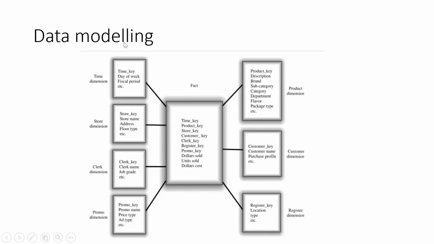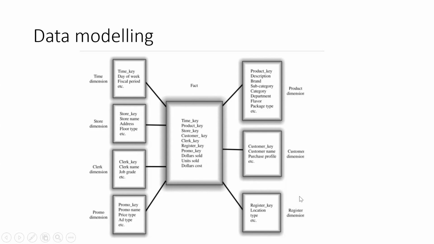These things are dimensions, you can say, a time dimension, a store dimension. We should have all store related information. A clerk dimension. All the clerk related stuff should be stored over here. Then the promo dimension. What kind of promotion we are doing, and everything, you can store over here. Product dimension. All the product related information should be there. Customer dimension, register dimension. So everything should be there.